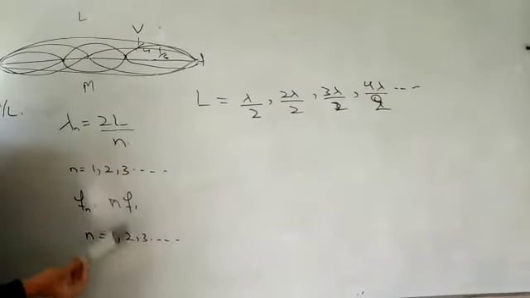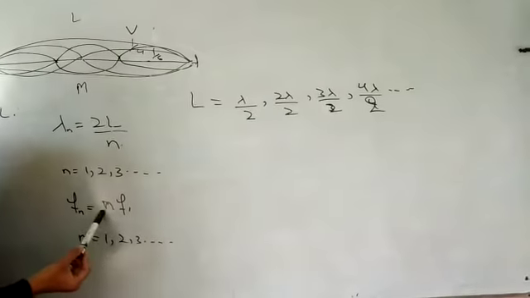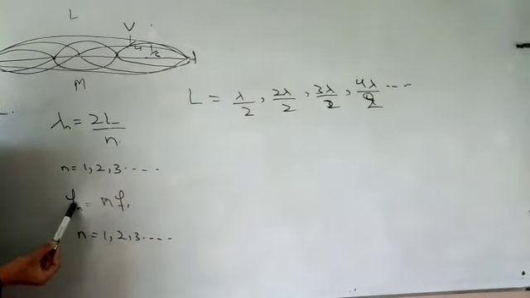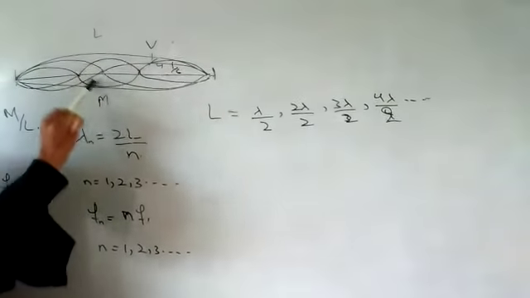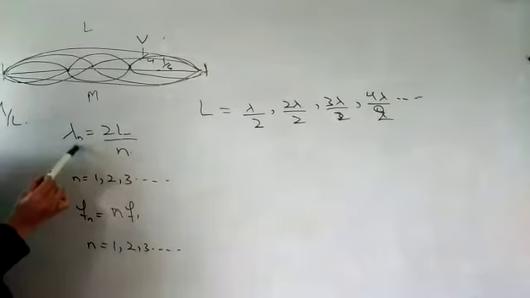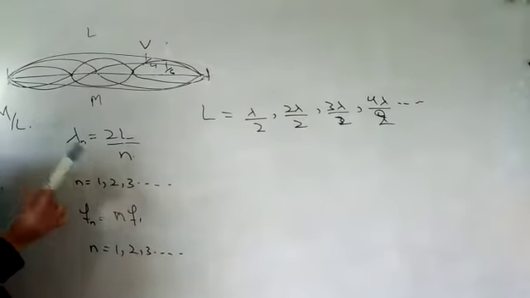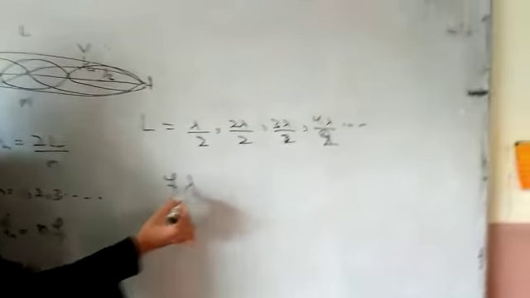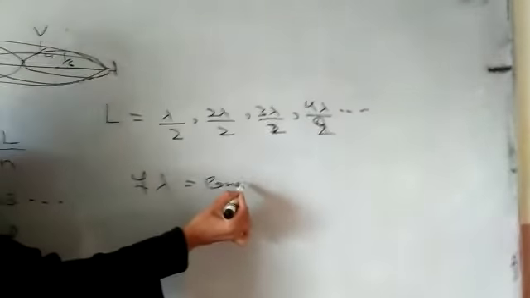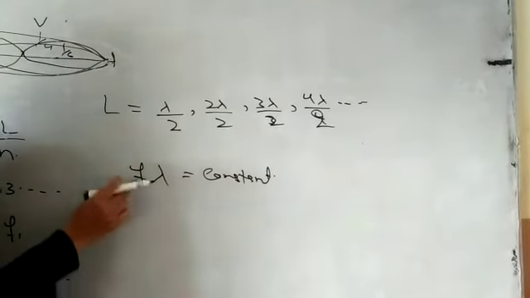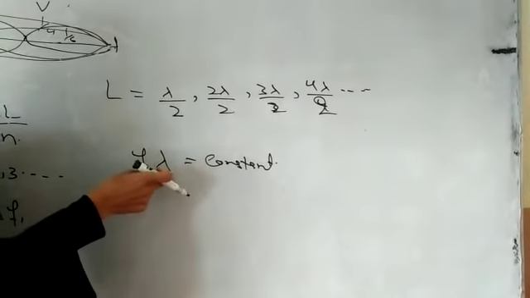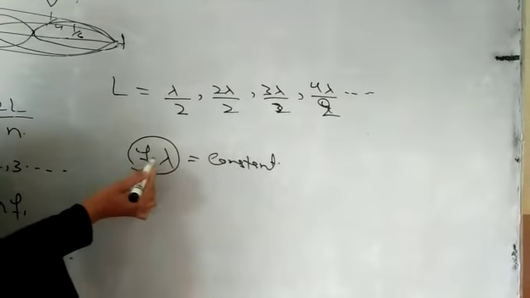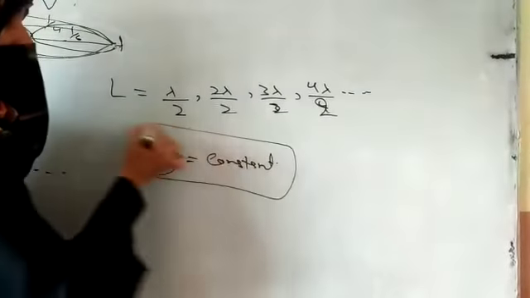And here n is again equal to 1, 2, 3, 4. For more and more loops this increases and increases, so frequency also increases. So as this string vibrates in more and more loops, the wavelength of the stationary waves decreases and frequency increases. But if we take the product of frequency and wavelength, it is equal to a constant, because when one increases the other decreases. So the product of these two values always remains constant.